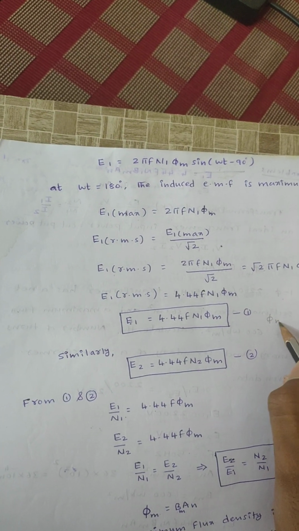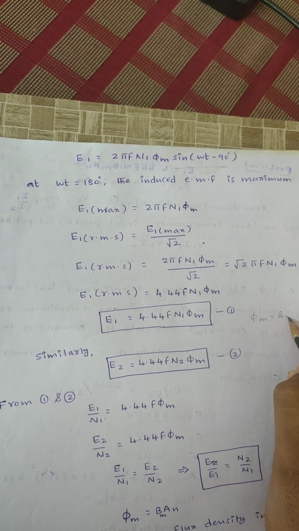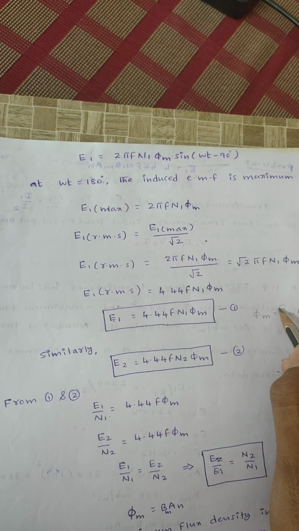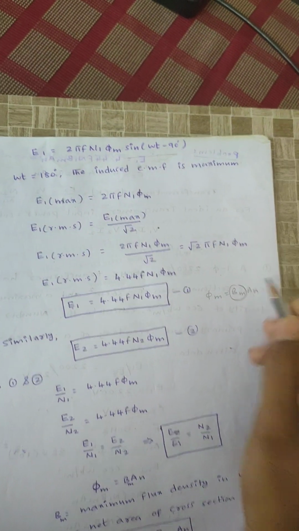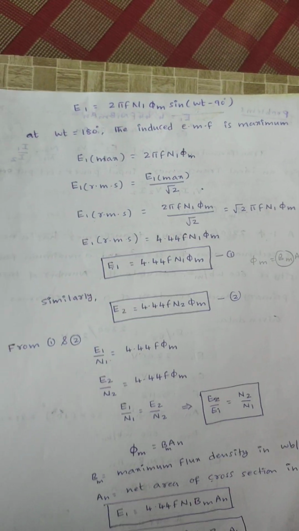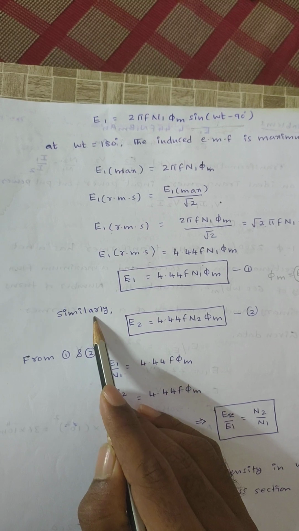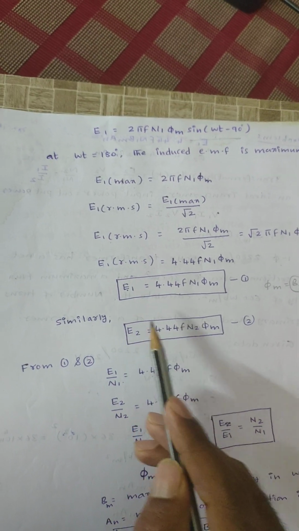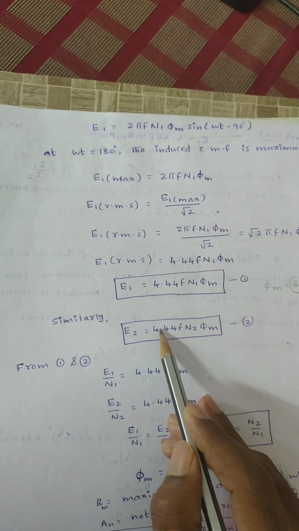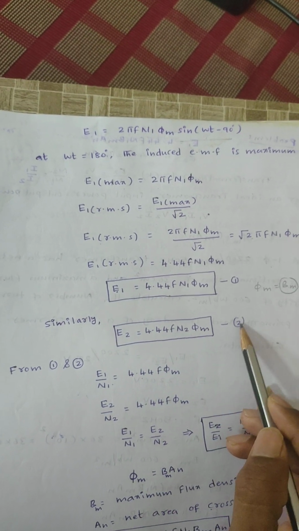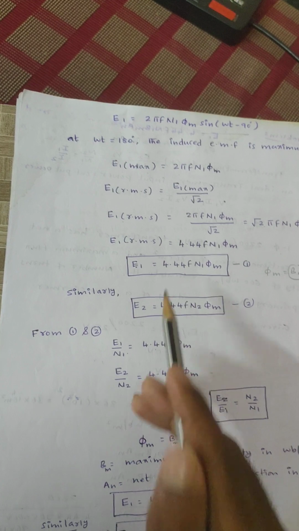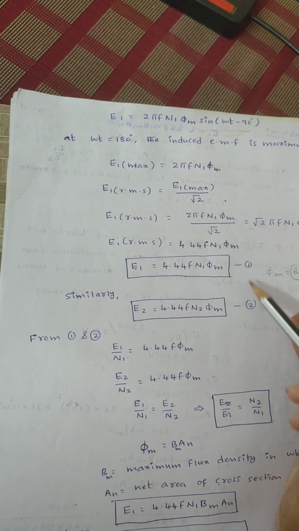Again, flux phi m equals Bm into An, where Bm is the maximum flux density and An is the net cross sectional area. Similarly, if I solve for the induced EMF on the secondary side, I get E2 equals 4.44 f into N2 into phi m. This is equation 2. Now coming to the observations from this EMF equation.